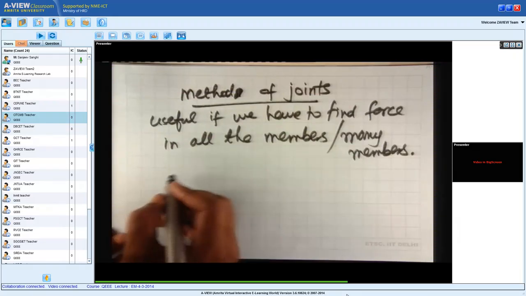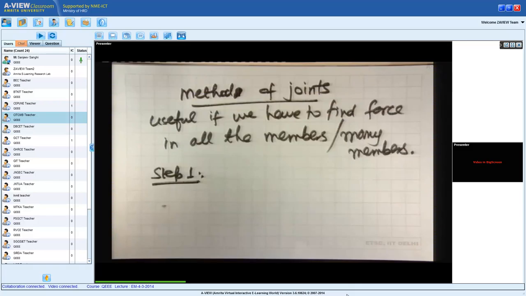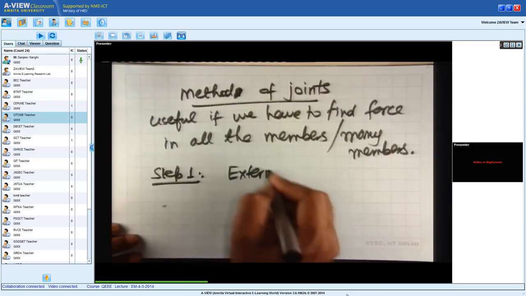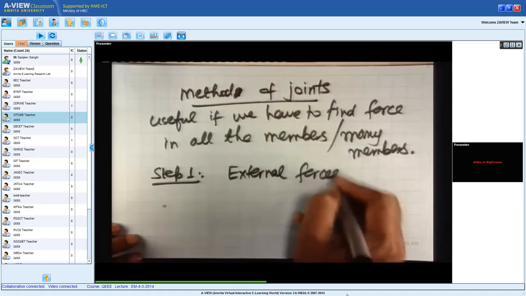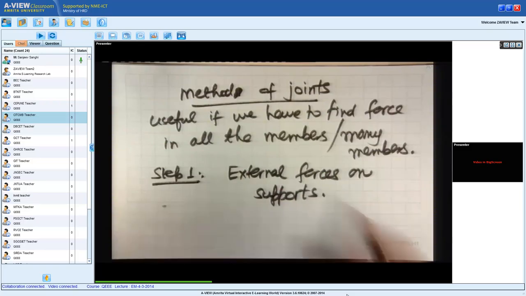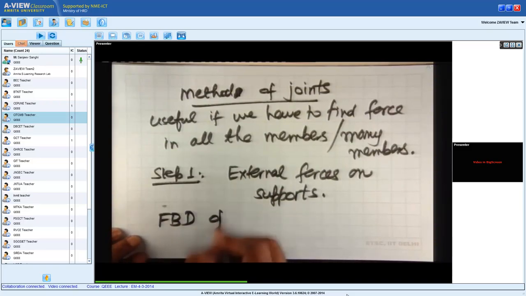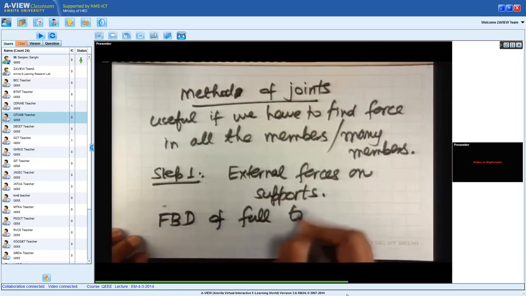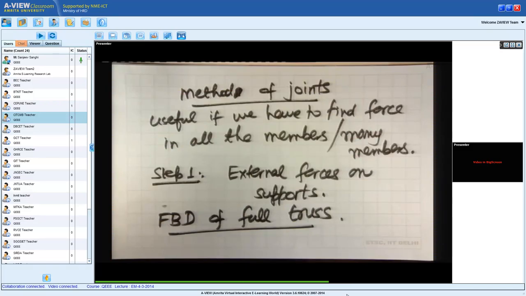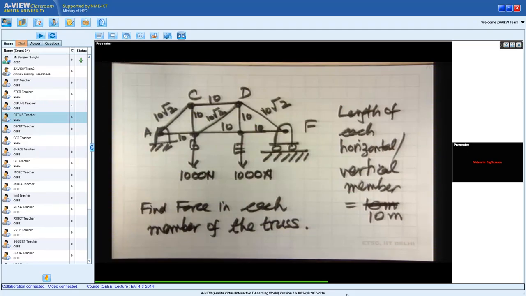Now step one in this solution will be, we will first find the external forces on the supports, and to do this we have to draw a free body diagram of the full truss. So first thing we will do is find the external forces on the supports.